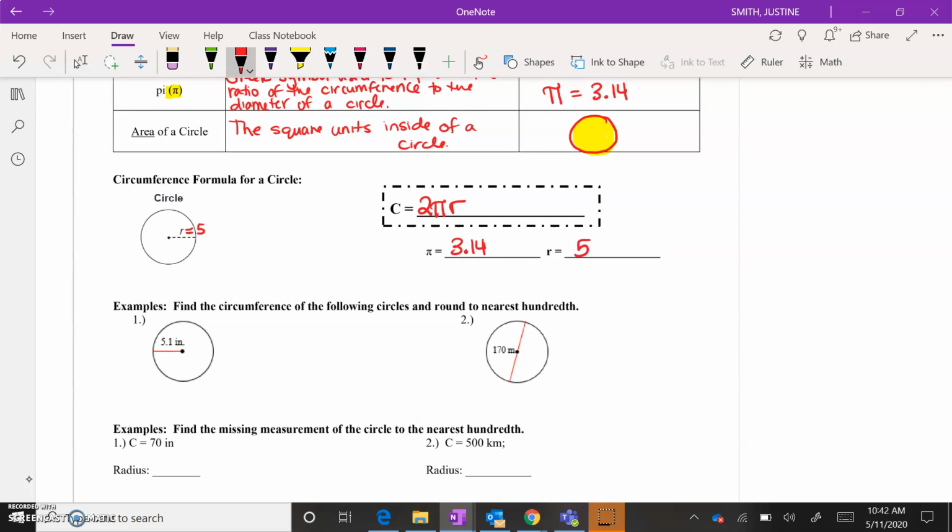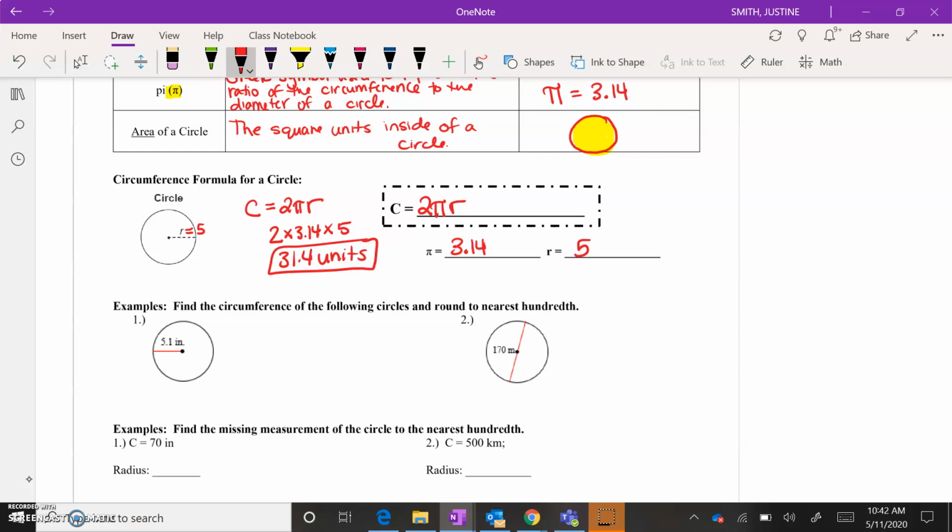We would just go through and plug that into our formula. So you do need to write out the formula that you're using. So we would do C equals 2 times pi times the radius, and then we would plug in what we know. So 2 times 3.14 times the radius of 5. We would plug that into our calculator, and we would get 31.4 units.